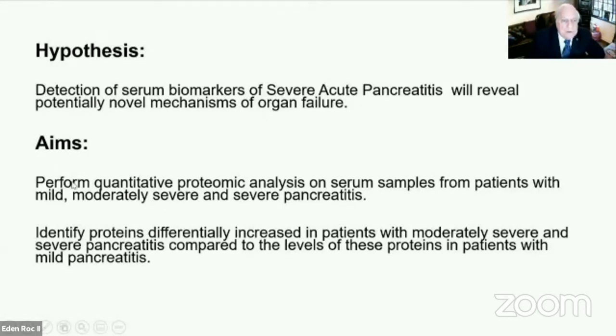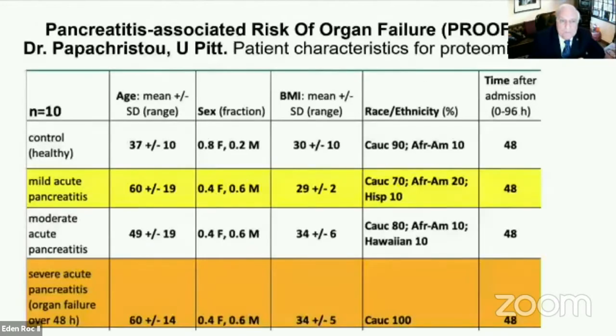Our aims were to perform quantitative proteomic analysis on serum samples from patients with the different severity forms of pancreatitis: mild, moderately severe, and severe. And then to use the proteomic data to identify those proteins that are differentially increased in patients with moderately severe and severe pancreatitis compared to the levels in patients with mild pancreatitis.